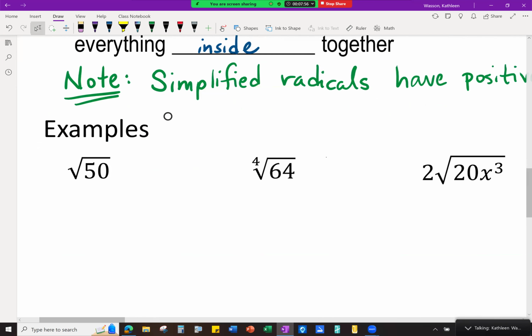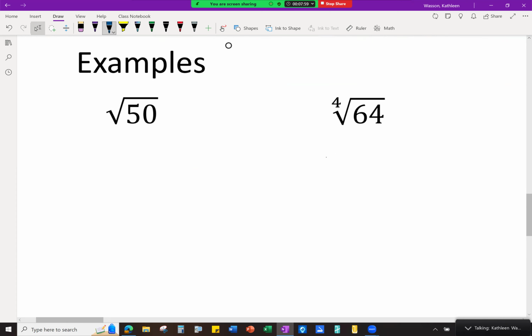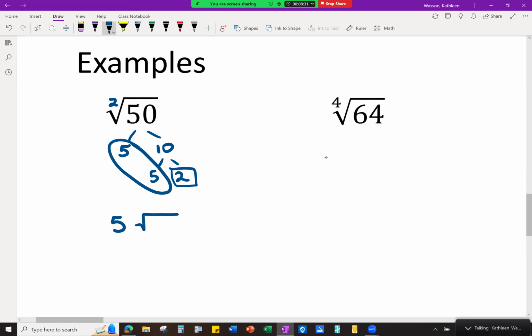Here I have 4 examples to work with you. This is a square root, so my index is 2. So I'll need sets of 2 matching factors to reduce. 50 is 5 times 10. 10 is 5 times 2. So here I have a set of 2 matching factors. They're 5s. So I can pull out 1 5 to represent the group. And this 2 does not have a pair, so it has to stay under the radical. And this is simplified.